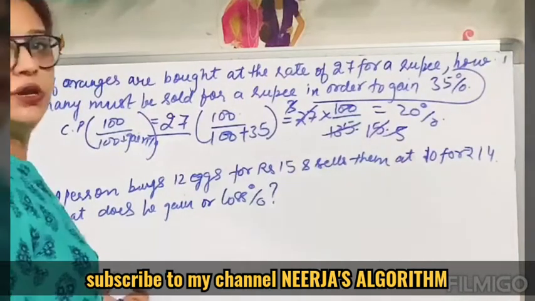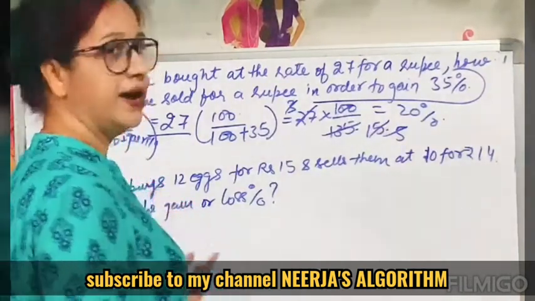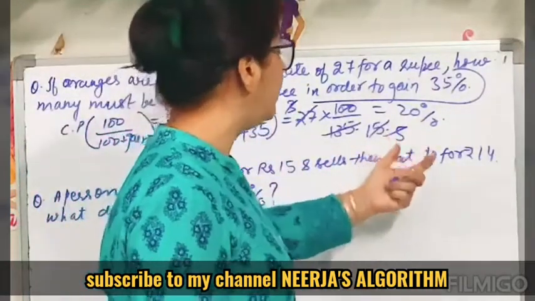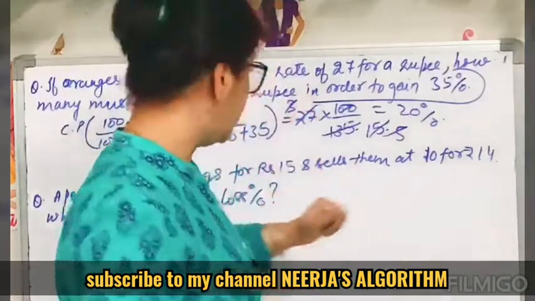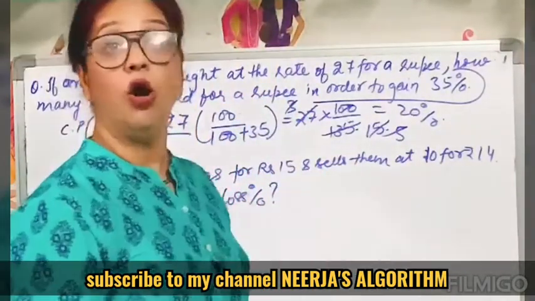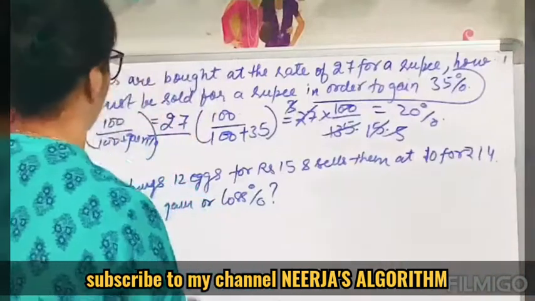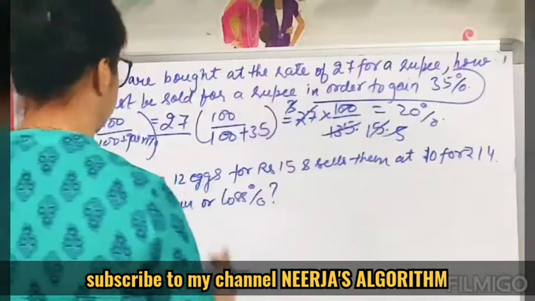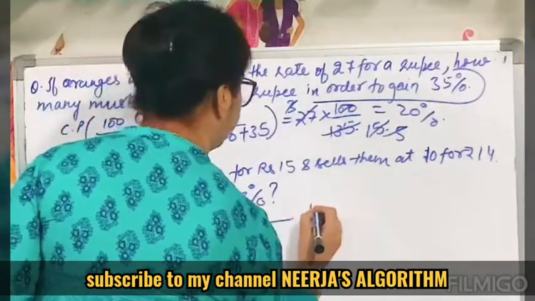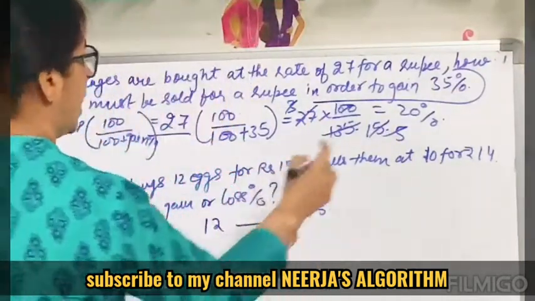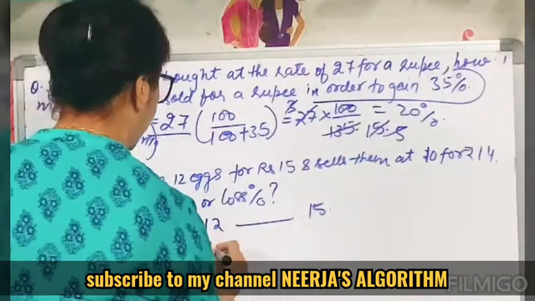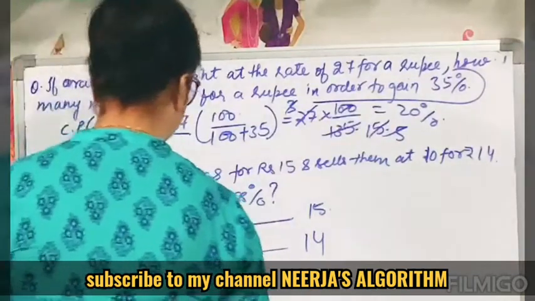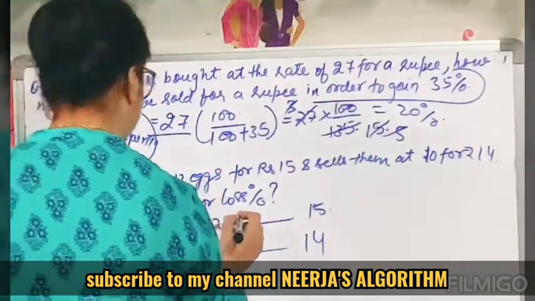Now coming to the next question. A person buys 12 eggs for rupees 15 and sells them at 10 for rupees 14. What does he gain or lose, in percent? First of all, I am writing the cost price for the number of things. 12 eggs for 15 is the price. Again the same thing, 10 eggs for rupees 14. Now what we will do, make a note of that, I am writing.